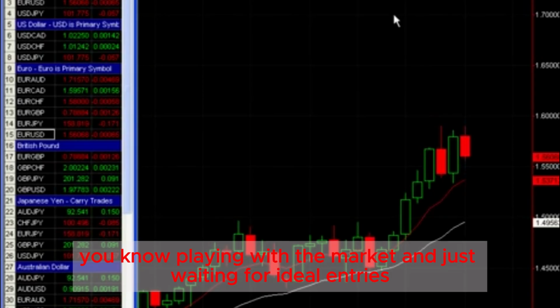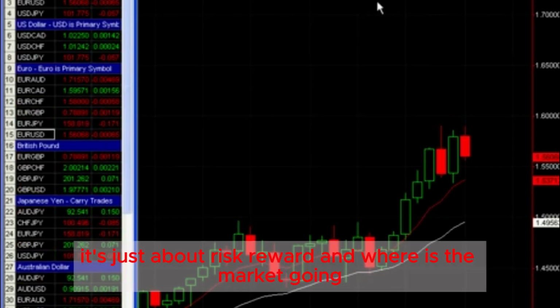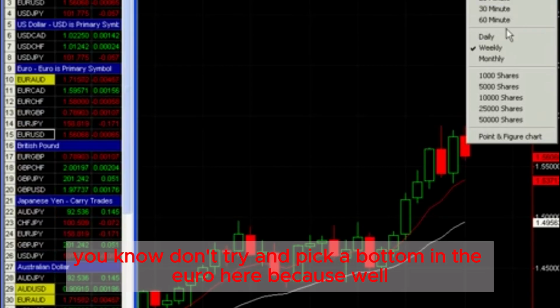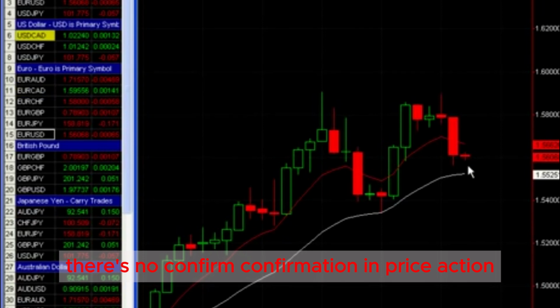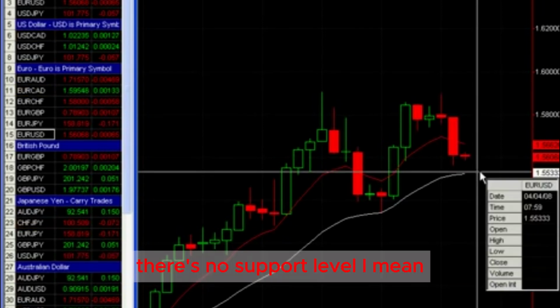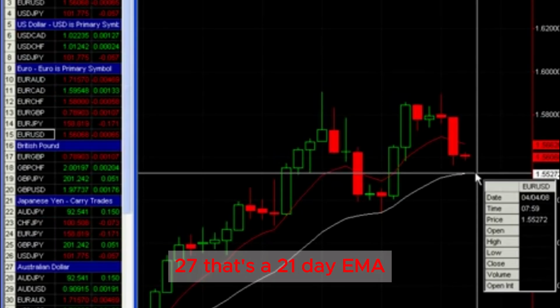Playing with the market and just waiting for ideal entries, tight stops, and large rewards. That is the name of the game. It's just about risk reward and where is the market going. Don't try and pick a bottom in the euro here because there's no confirmation in price action. There's no support level. The 21's your nearest support at 155.27.